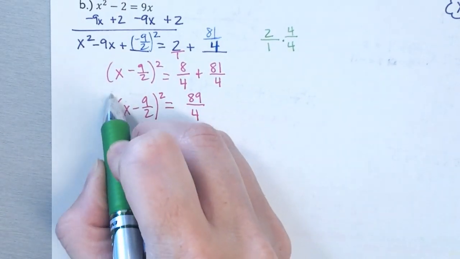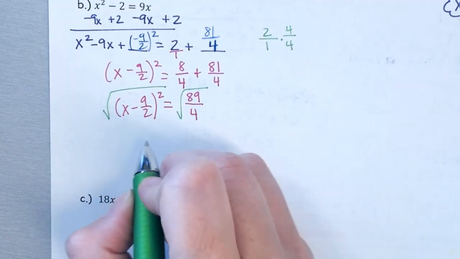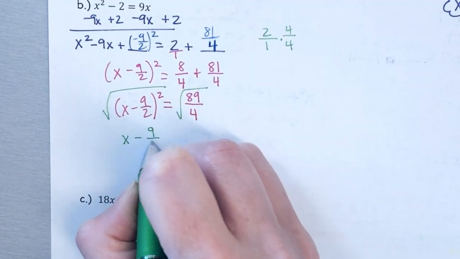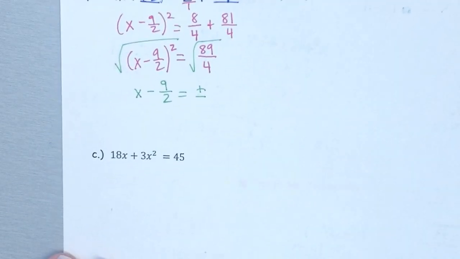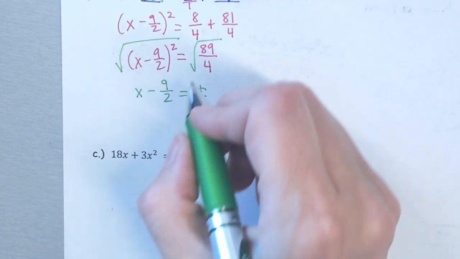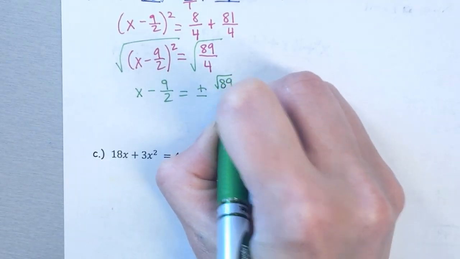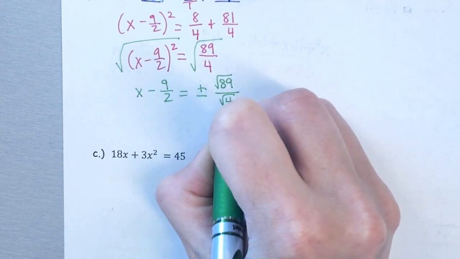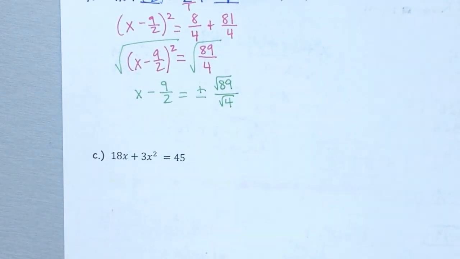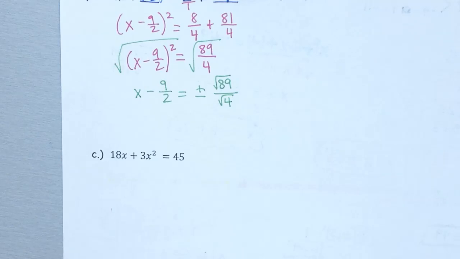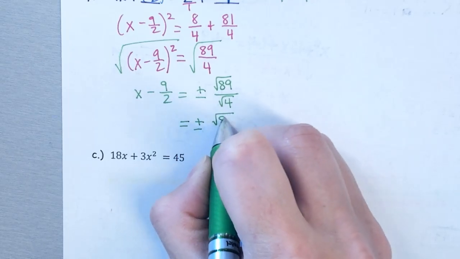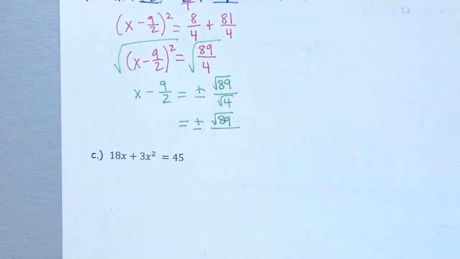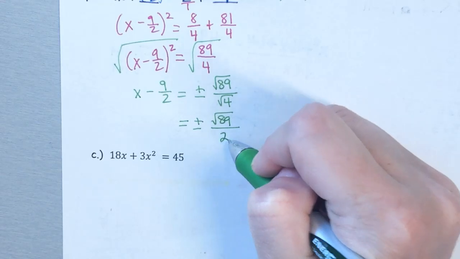Okay, and then from there, we can take our square root. Again, you need to make sure you put your plus or minus on there. And just like we are able to break apart radicals with multiplication, we are also able to split division. And this is helpful because you cannot have the radical in a denominator. So this is going to simplify to the square root of 89 over, what's the square root of 4? 2.